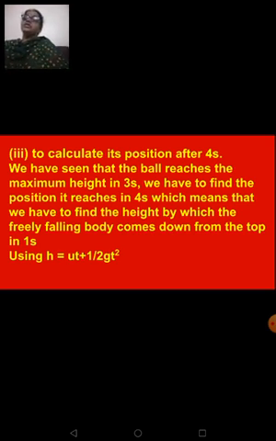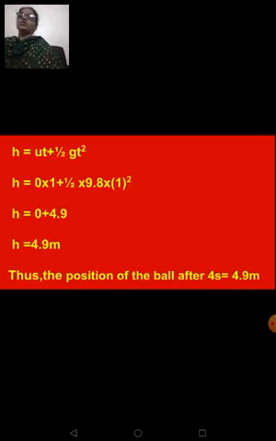So we have to use the equation h is equal to ut plus half gt square. In the place of u, you will put 0 here, because after reaching the maximum height, we have calculated the velocity with which it was thrown up, and now from there it is coming down, means it has reached a point, and from there it is starting, so u will be considered as 0 there. So substituting u as 0 and t as 1 second, because 3 seconds we already know, and now we have to find for 1 second.